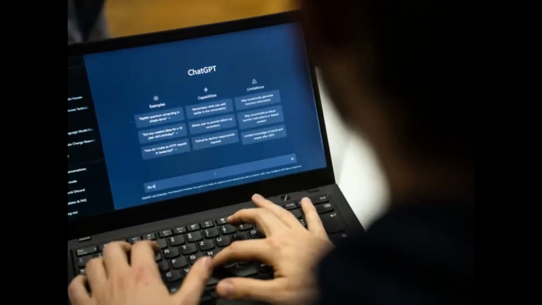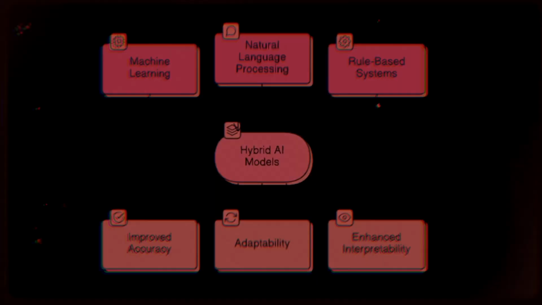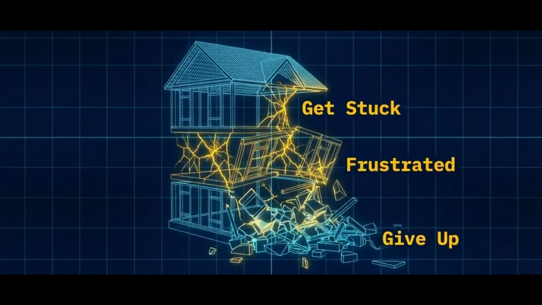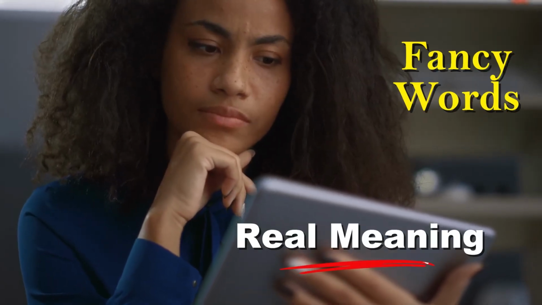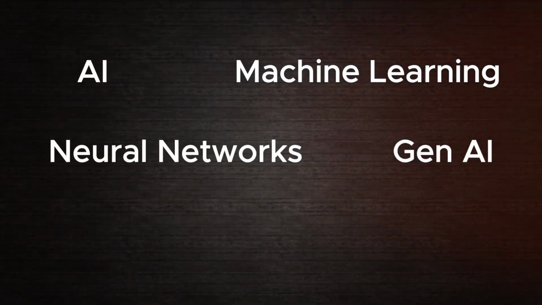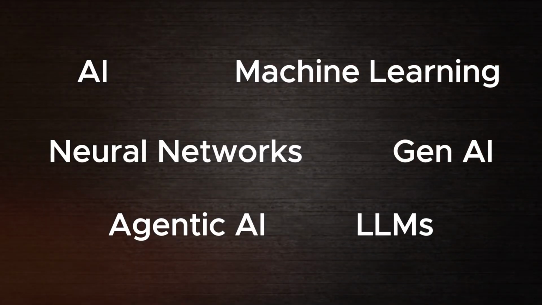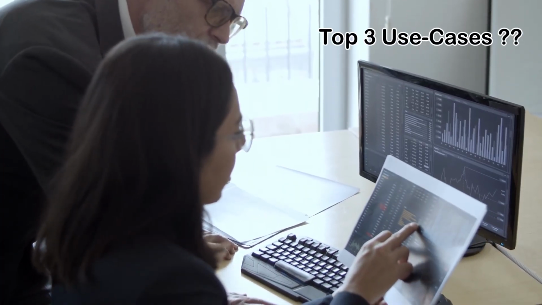I see so many people jumping straight into ChatGPT or trying to build complex models without understanding what's actually happening under the hood. And you know what happens? They get stuck, frustrated, and eventually give up. So what are the basics? Simple. Just understand the real meaning behind these fancy words: AI, machine learning, neural networks, Gen AI, agentic AI, and LLMs, etc. Then see how they actually work and what their top 3 use cases are.